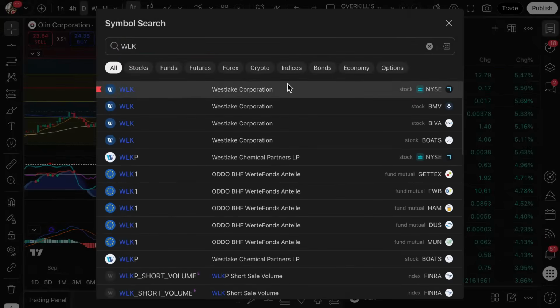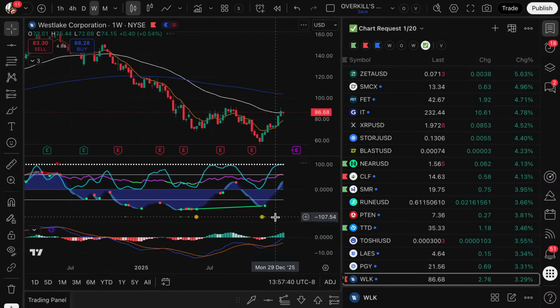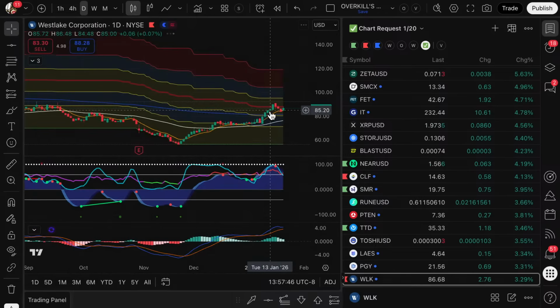Another one is WLK. It's another chemical company we track here. We got that green dot back down there at 60. You're already up 50% off the dot, so you should be getting closer and closer to that red zone to take profit.